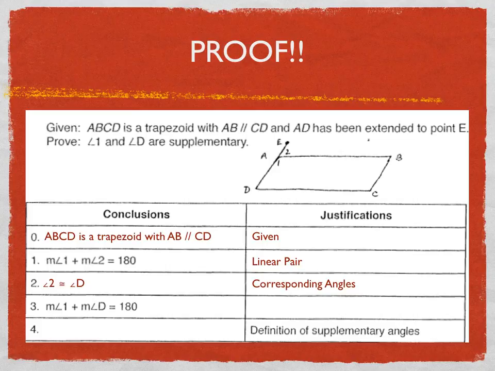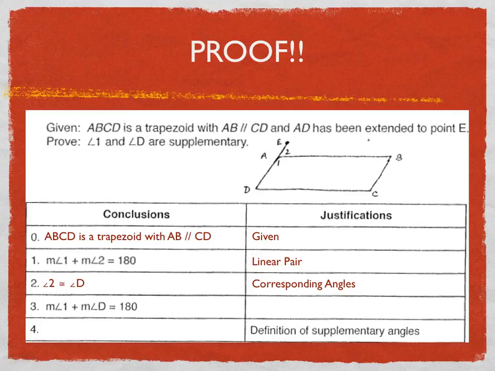Is it CPCTC? It's not CPCTC. I need triangles for CPCTC. It's not a linear pair. It is substitution. Going back to substitution: in line 1, I have that angle 1 and angle 2 are equal to 180. Now I know that angle 2 and angle D are equal to each other, so I can swap angle 2 for angle D. That gives me the new statement I have there in line 3.